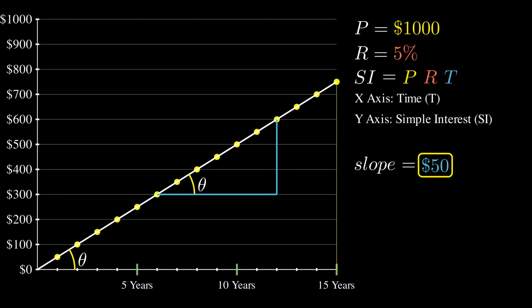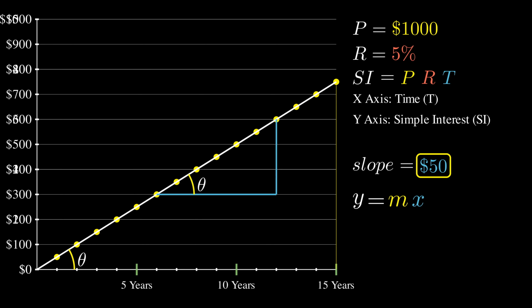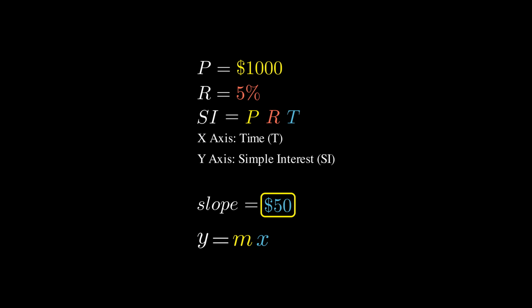Now, let's introduce the line equation of this line. Y equals mx plus c. The y-intercept c, in this case, is 0, since our line passes through the origin. So we get y equals mx. But what do y and x represent in our graph? We can substitute them in the line equation.